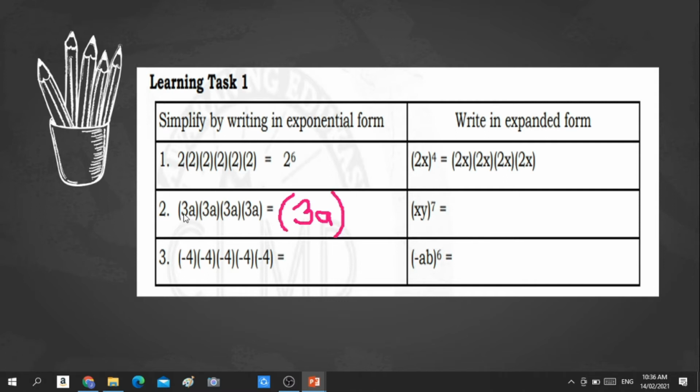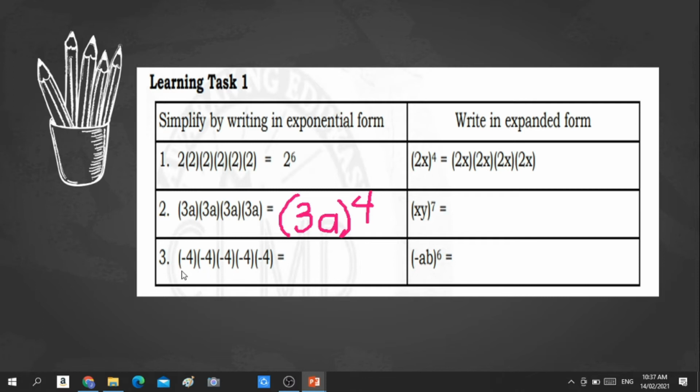So, how many times? 1, 2, 3, 4. So, the exponent is 4. Some people write it like 3a then raised to 4. That is wrong. Why? Because only the a is raised to 4. So, it should have parentheses: 3a, close parenthesis, raised to 4. It means all of that is raised to 4. Okay? How about the next one?